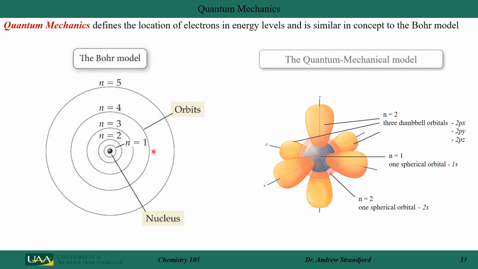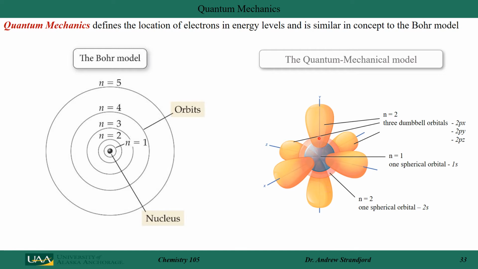So in the Bohr model, I have quantum numbers of 1, 2, 3, 4, 5 as I move further and further away from the nucleus. The same is true here. When I'm close to the nucleus, I have a spherical orbit now. It's a three-dimensional orbit where my number is 1. We're going to call this a 1s orbit for spherical. As I move further away from the nucleus, I have another spherical orbit that I'm going to call n equal 2, or my 2s orbital.